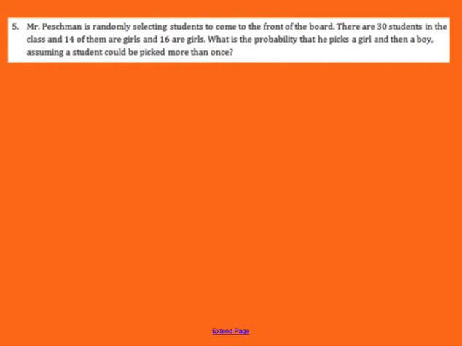Next, let's take a look at number 5. Mr. Peshman is randomly selecting students to come to the front of the board. There are 30 students, 14 of them are girls, and 16 of them are boys. What is the probability that he will pick a girl and then a boy, assuming the students can be picked more than once? So first, let's find the probability of him selecting a girl.